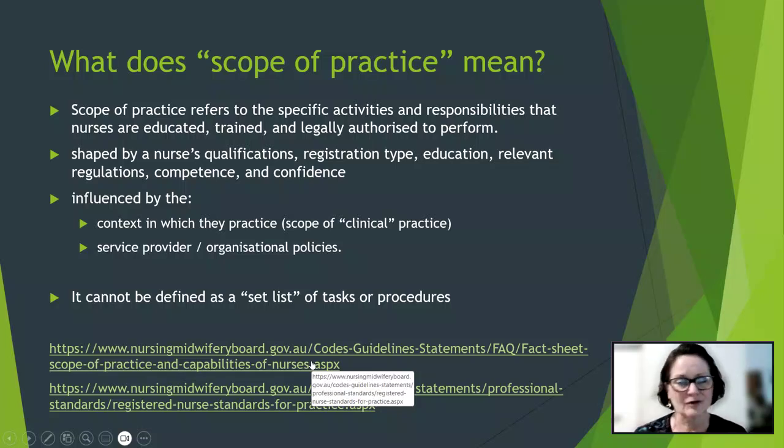And I think that kind of flows a little bit further on into the next slide as well when we start talking about clinical practice. So it's basically not really defined as a set list of tasks or procedures. There are some really good fact sheets available through the Nursing and Midwifery Board on scope of practice. The fact sheet has some tables in it that really outline the scope for enrolled nurses, registered nurses, midwives, and nurse practitioners. And then we've also got the professional standards of practice. So they're also available for each of those nursing designations too.